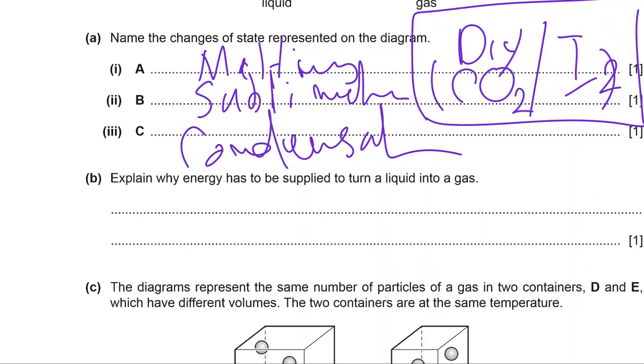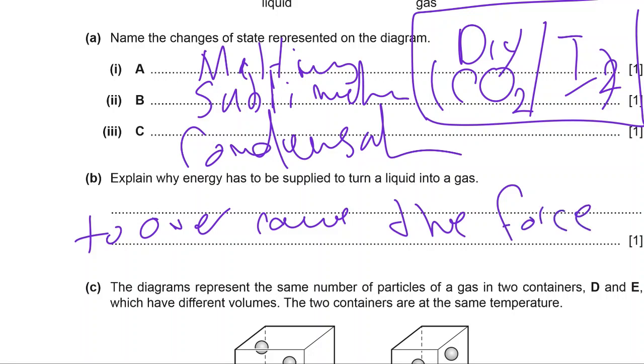Explain why energy has to be supplied to turn a liquid to gas. Why? You have a liquid, you need to convert it into gas. So to overcome the force of attraction, which is a physical one. Could be van der Waals, could be hydrogen bonds. So these physical bonds or forces, we need to break them down to convert, for example, solid to liquid, and liquid to gas.